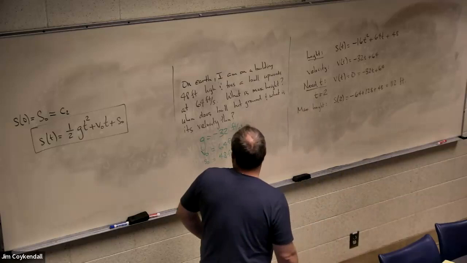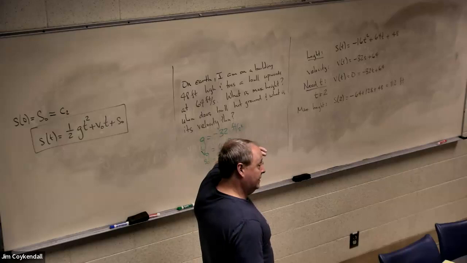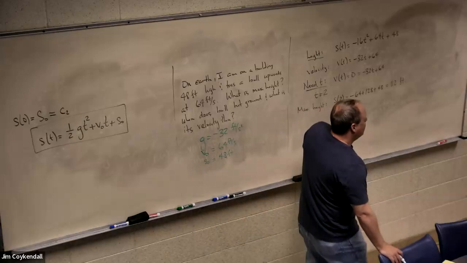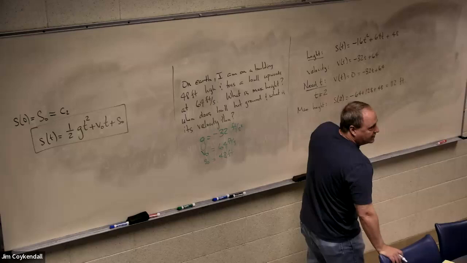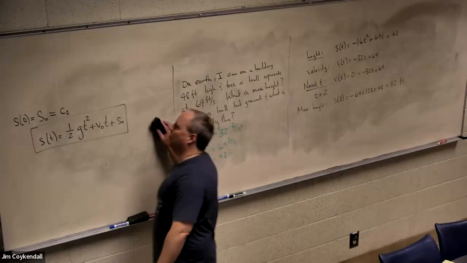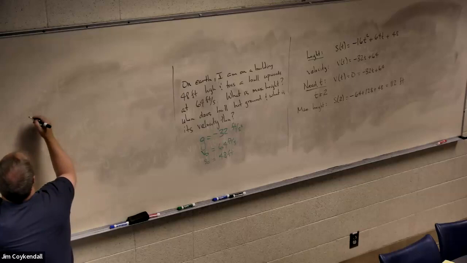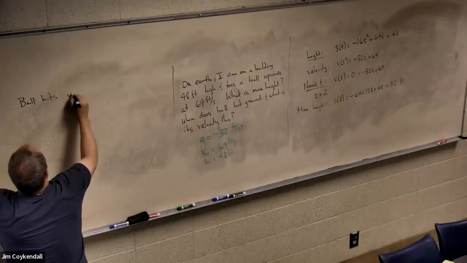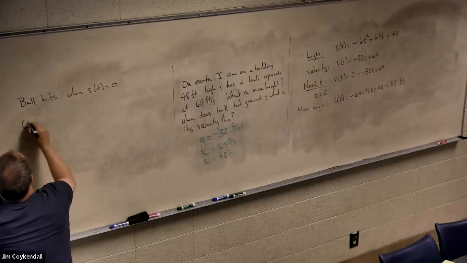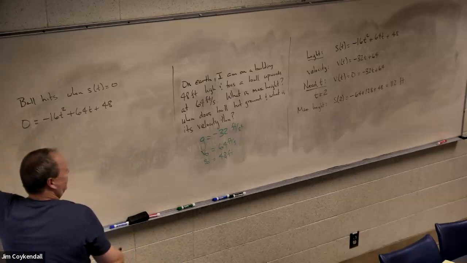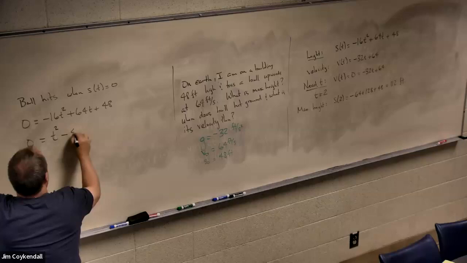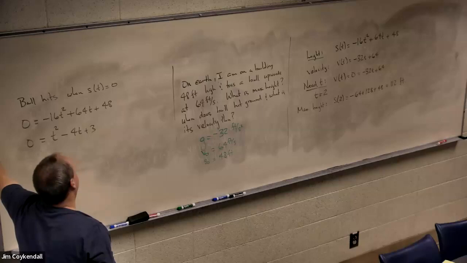So that's maximum height. When does the ball hit the ground? How do we deal with that? This was kind of in reverse, because for the last one I needed the velocity to be zero to give me the time and my maximum height. What does it mean for the ball to hit the ground? Your height equals zero. S of T equals zero: zero equals minus 16 T squared plus 64 T plus 48. I'm going to divide by negative 16, so I'm going to have to deal with these numbers. T squared minus 4T minus 3 equals 0.